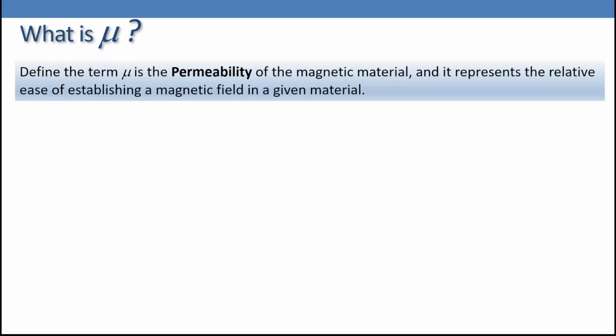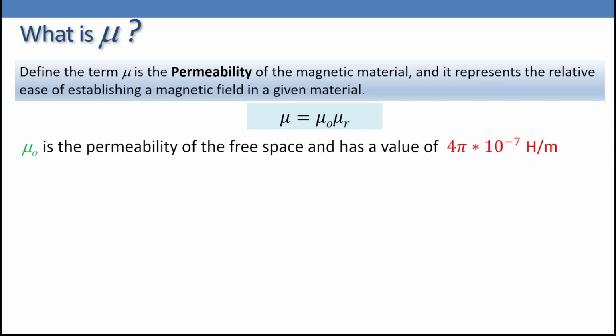Now we can put mu in equation form, where mu equals mu naught times mu r. We don't yet know what mu naught and mu r are, so we are going to define them one by one. Mu naught is the permeability of free space and has a value of 4 pi times 10 to the power minus 7 Henry per meter.